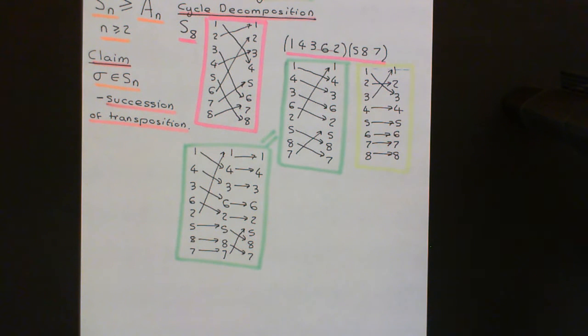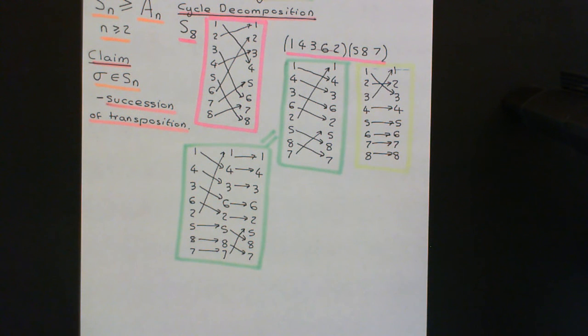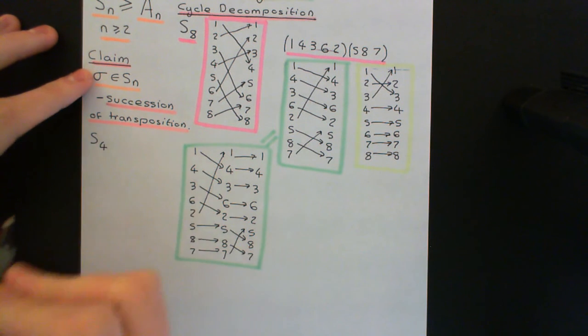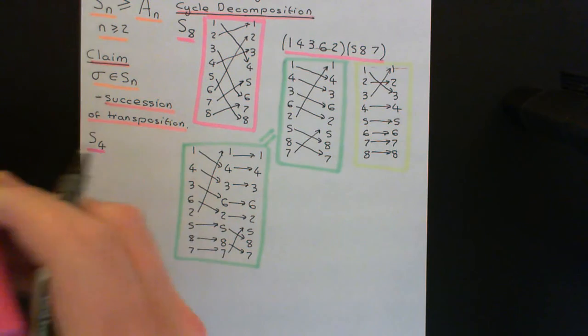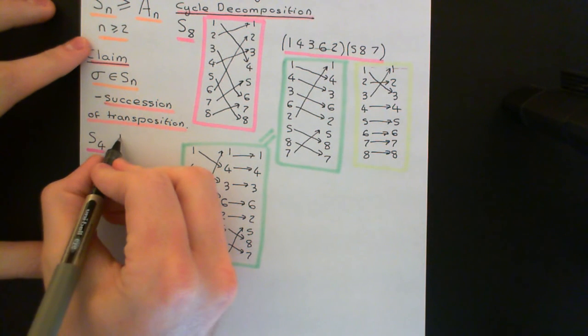Okay, so to do this, I'm going to again do a concrete example and then go to the more general case. Okay, now I don't want to stick with S8 because S8 is a little bit big, so instead what I'll do is I'll go smaller. Let's go down to S4 to show this. Okay, so the symmetric group on the set of 4 elements now rather than the symmetric group on the set of 8 elements. So let's make a nice easy 4 cycle here.